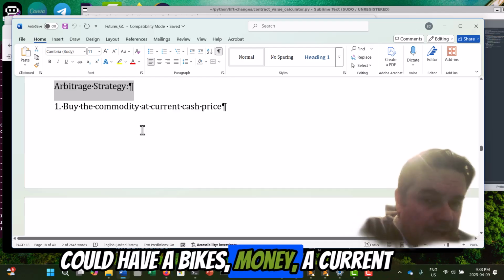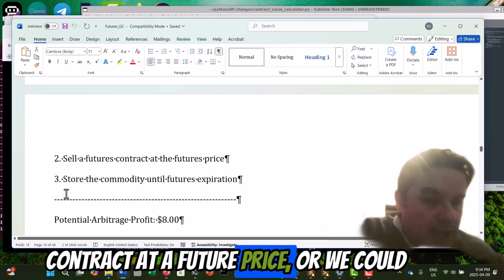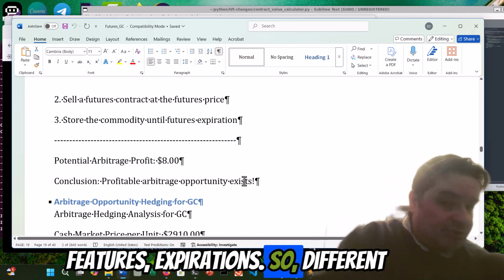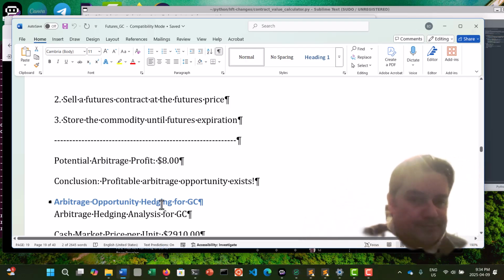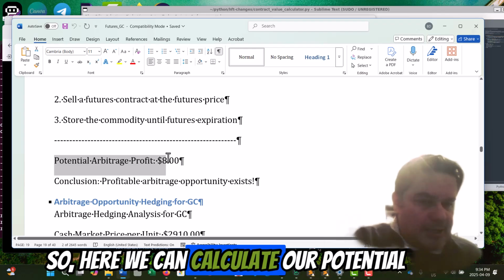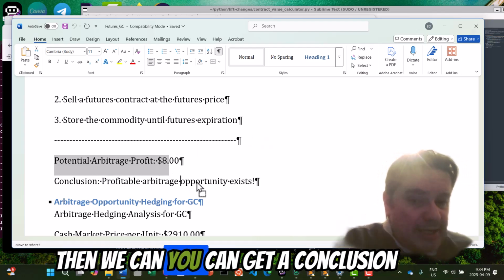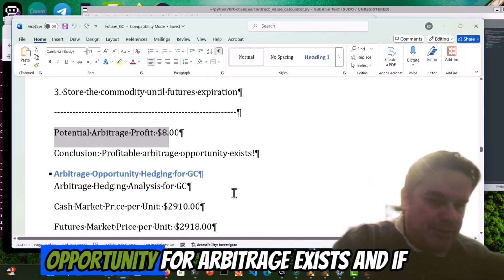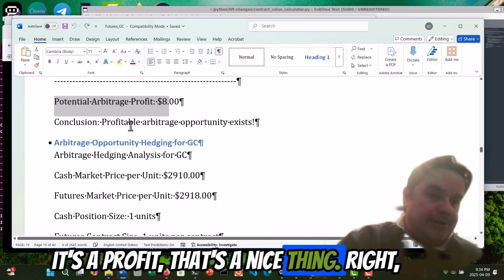Okay, so again, we can now start developing different strategies based upon what I'm showing you here. So we could buy a commodity at the current cash price. We could sell a future contract at a future price, or we could store the commodity until the futures expiration. So there are different options that producers could have. So here we can calculate our potential profit based upon that arbitrage, and then we can get a conclusion around whether an opportunity for arbitrage exists and if it's profitable. That's a nice thing right here.